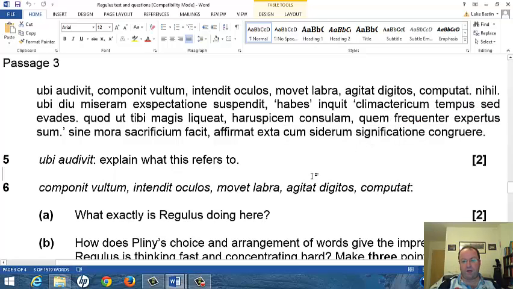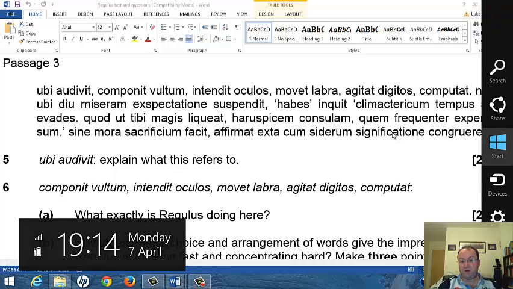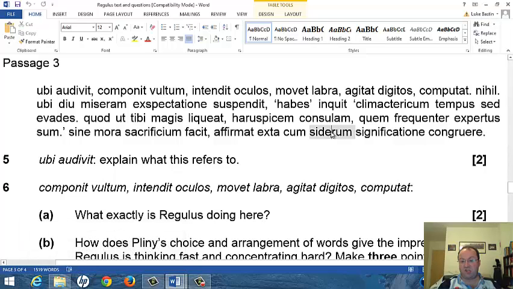Okay. So affirmat, he confirms that the exter, the entrails, the innards of the animals being sacrificed. So he confirms that the entrails congruere, are congruent or are consistent. You know, they match up. Cum, with the significatione, with the meaning, the interpretation, siderum, that's a genitive plural, of the stars. Okay, that's the hardest passage by far.